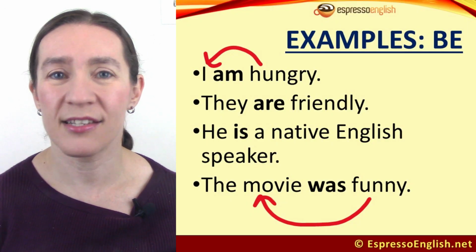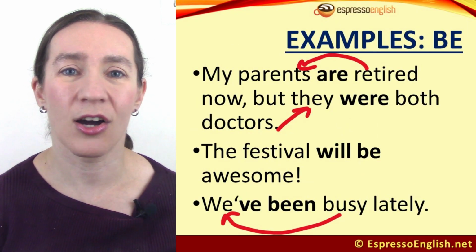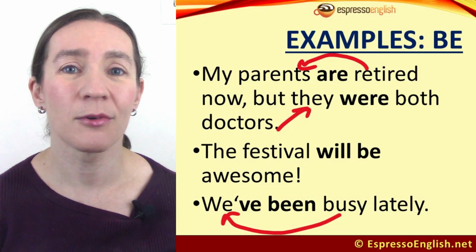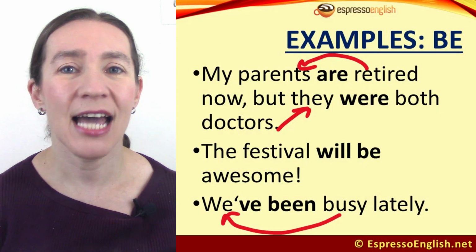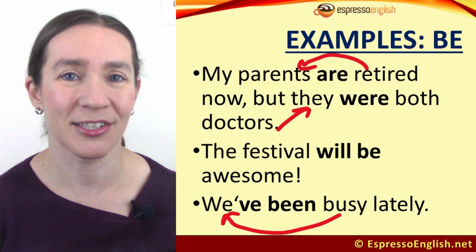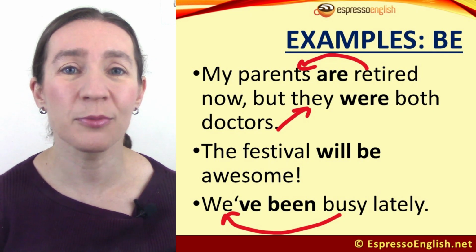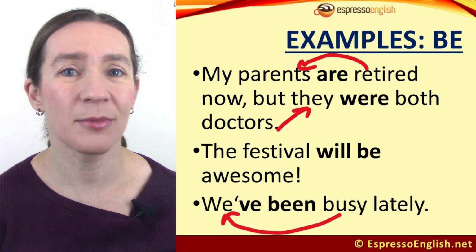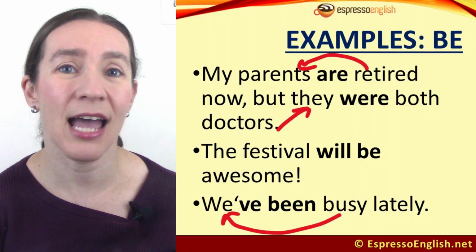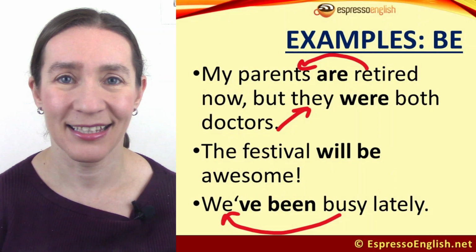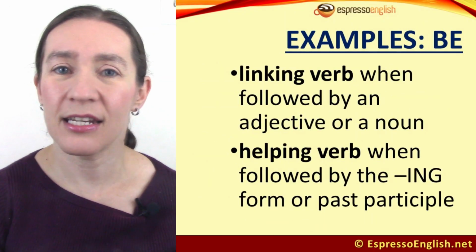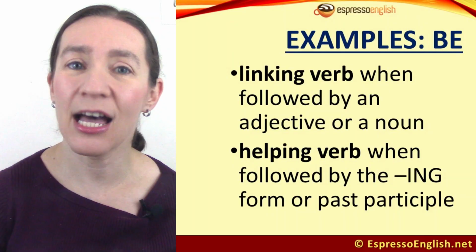The movie was funny. My parents are retired now, but they were both doctors. We've got two linking verbs here. One is followed by a predicate adjective, retired, and the other by a predicate noun, doctors. The festival will be awesome. That's a linking verb in the future tense. Awesome describes how the festival will be. We've been busy lately.